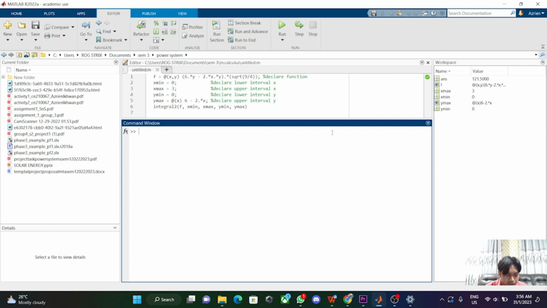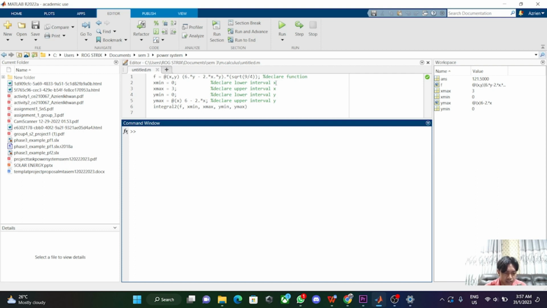solution for question 4a. Firstly, we need to declare the function f equals, using alias, (x, y), 6 times y minus 2 times x times y, times the square root of 9 over 4.